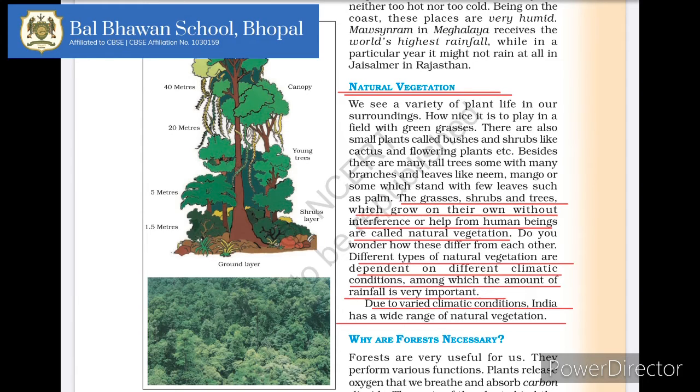The grasses, shrubs, and trees which grow on their own without interference or help from human beings are called natural vegetation. This means that grasses, shrubs, trees grow in the environment without any help from human beings. It grows naturally, so it is called natural vegetation. Different types of natural vegetation are dependent on different climatic conditions, among which the amount of rainfall is very important. India has a variety of climatic conditions which is responsible for a wide range of natural vegetation in India.